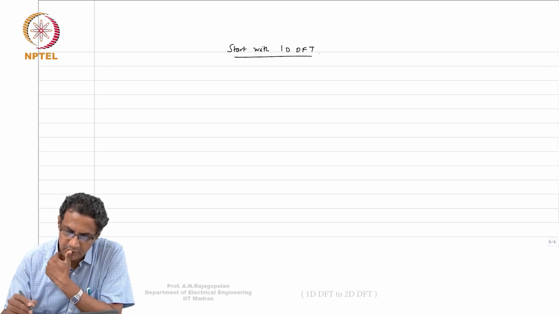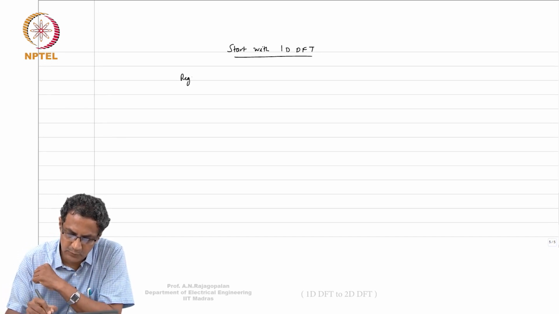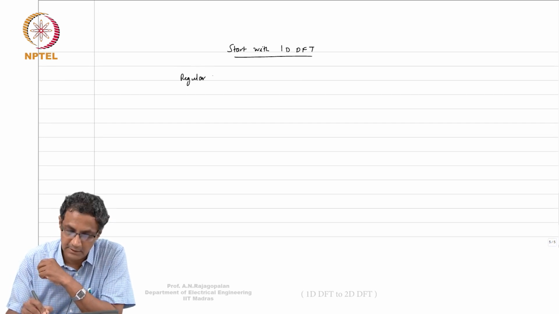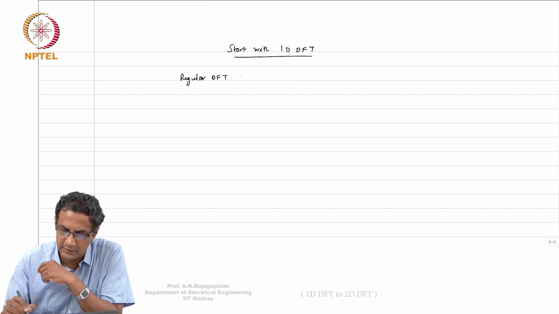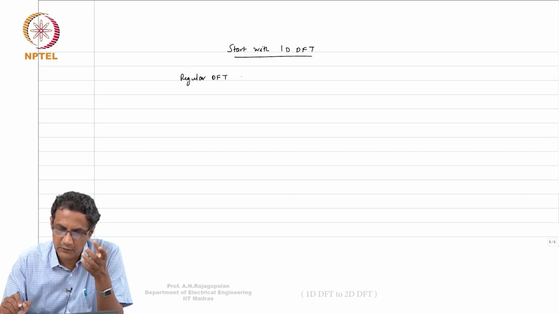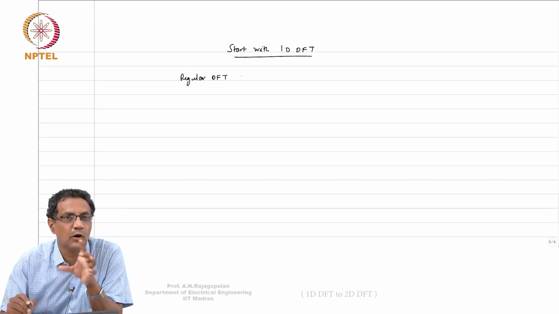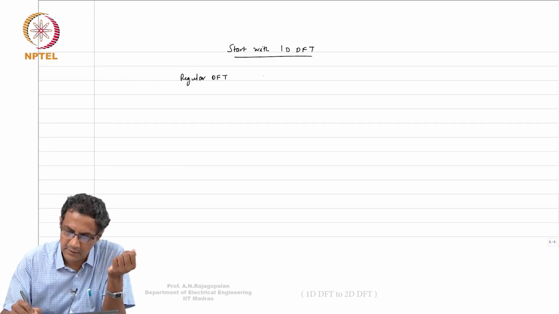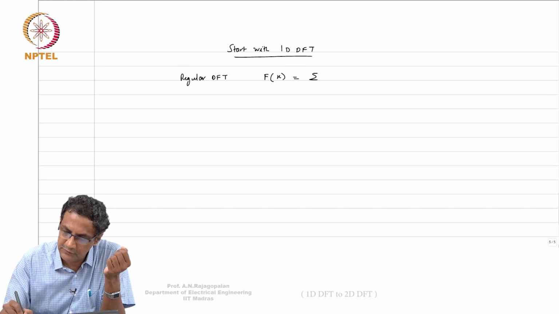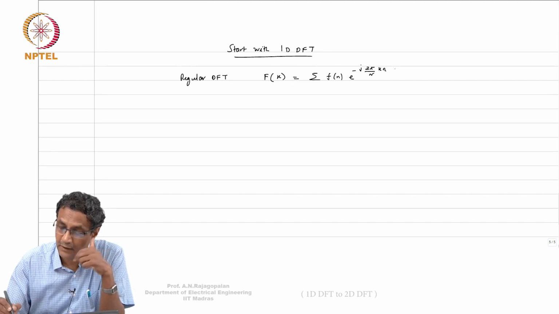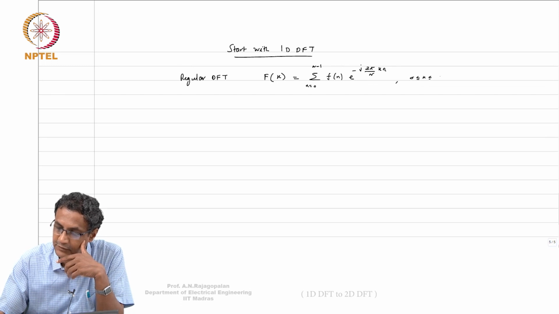Now a 1D DFT. If you see a regular DFT, this is what I think your MATLAB computes. Suppose now I won't use V, I'll use something like a capital F and small f, just because it's a Fourier transform. I'll say capital F of k, that's what we normally use, is equal to summation f of n e raised to minus j 2 pi by N k n, where the sum goes from n equal to 0 to N minus 1, and k goes from 0 to N minus 1.